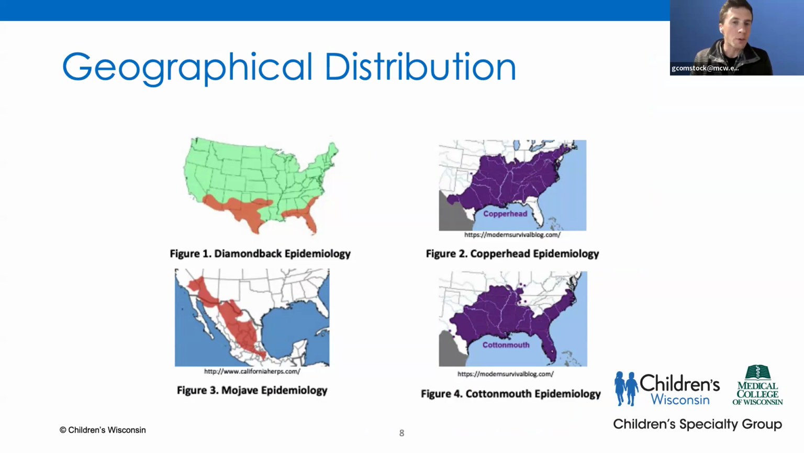On the right, those purple markings, those are the copperhead and the cottonmouth. You can see primarily along the southeastern coast and throughout the southeastern part of the country. And then you can see these different distributions for other crotalid species.